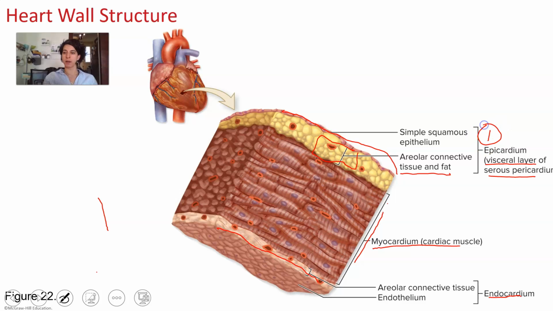Number 1 is the epicardium. Number 2 is the myocardium. And number 3 is the endocardium.